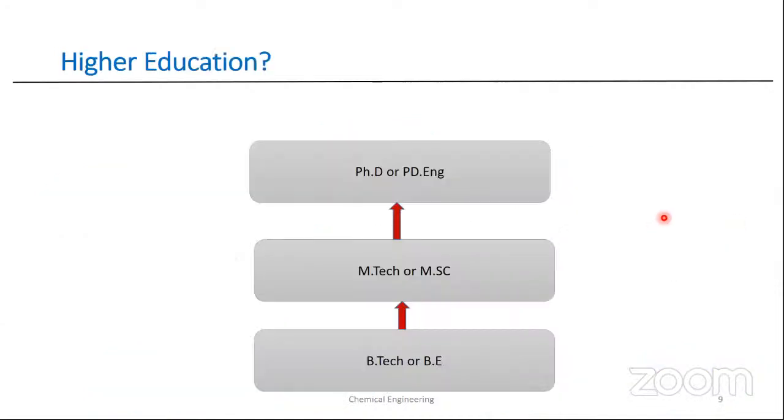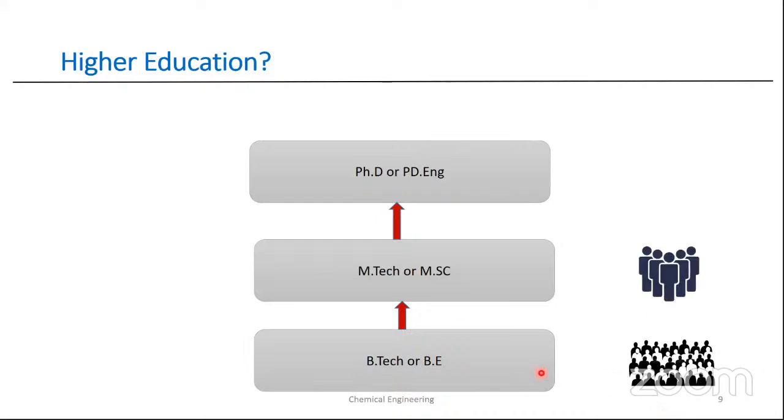And coming to higher education, you heard a lot about this in the previous talk, so I'm not going to explain more about it. Basically you do your bachelor's, master's, and go to PhD, and there's something maybe new for you, PDEng. So what happens in bachelor's? Most of the people do the same thing. Some of them go into a master's course, and only a few of them go to PhD.